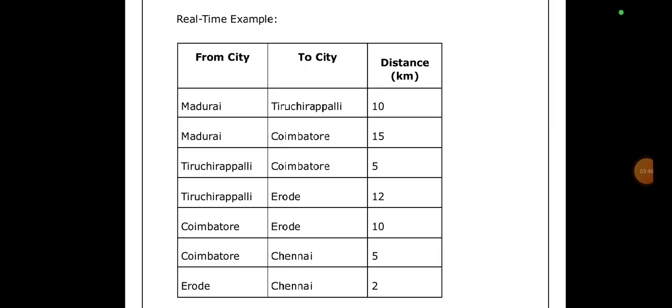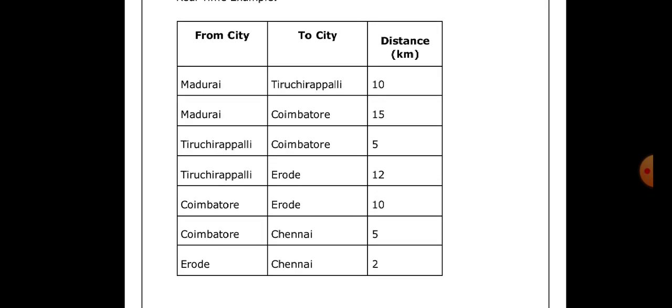Let's see a real-time example. Here we have a number of different locations. Each location has a start and an end point. Let's have an example of this. Now I am going to travel from Madurai to Chennai and I have to find the shortest path for my travel. Let's see.